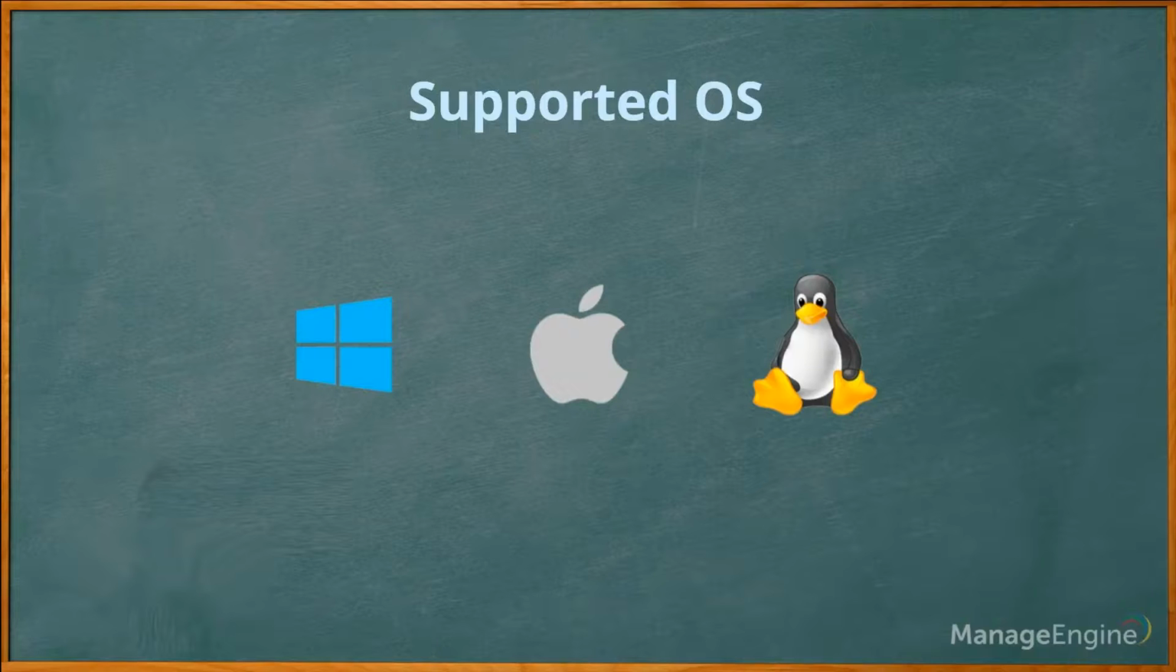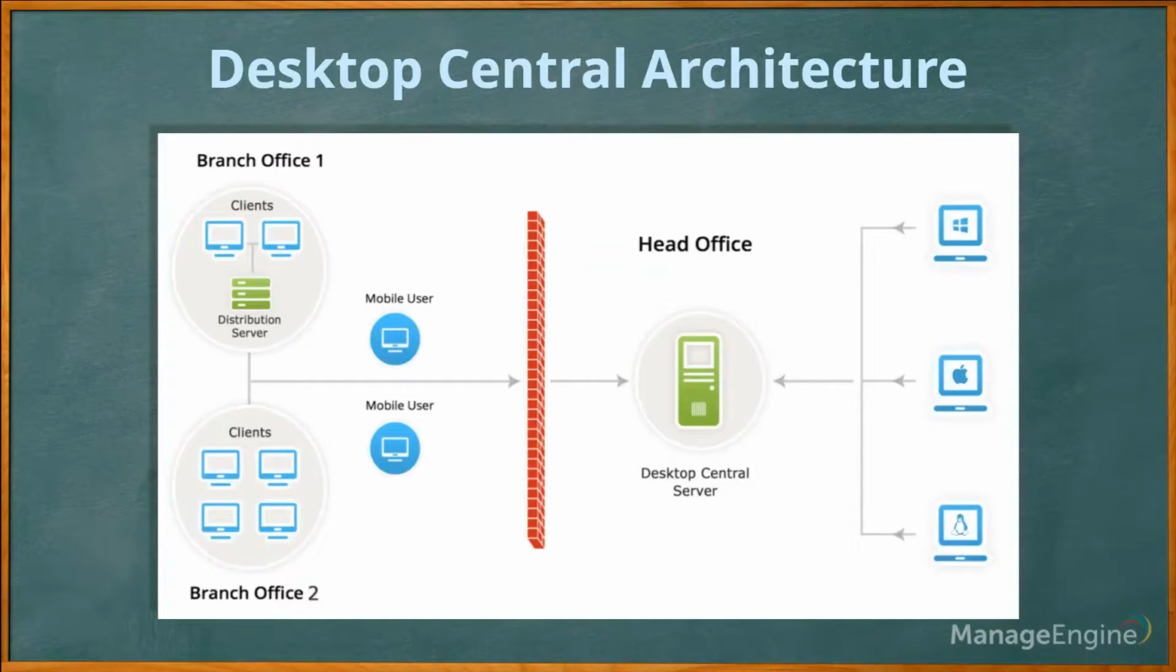Desktop Central supports all 3 flavors of operating system: Windows, Mac, and Linux. Now let's look at the architecture of Desktop Central. Desktop Central is a client-server model application, and this is an on-premise solution. You can install Desktop Central on your LAN or even on a DMZ. I presume everyone is aware of what a DMZ is. If you host your server on a DMZ, you can have the agent and server communicate securely.